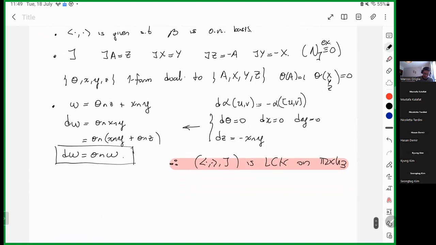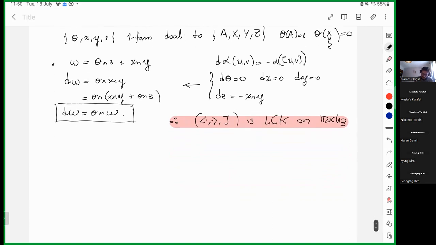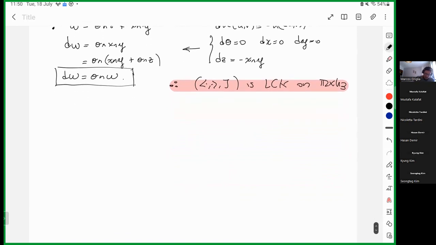Okay, first part done. So we found a locally conformal Kähler structure in our Lie algebra. So the second part of the problem is how the induced structure looks in our group.